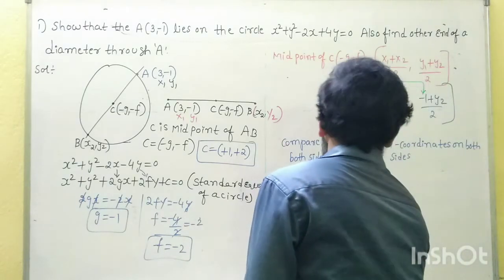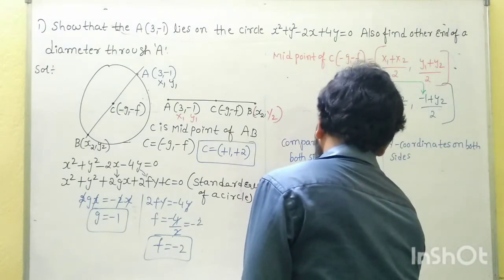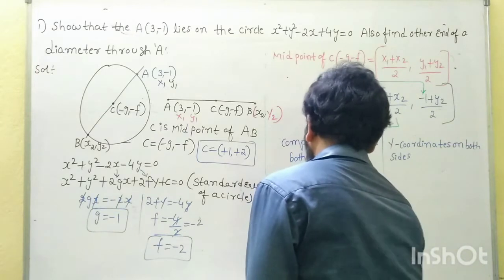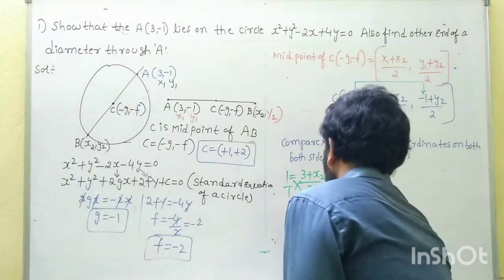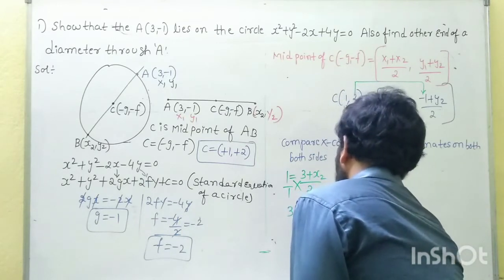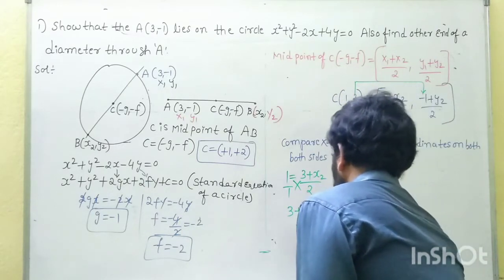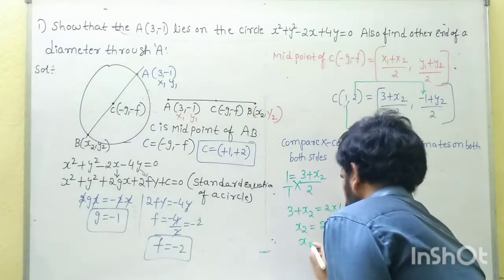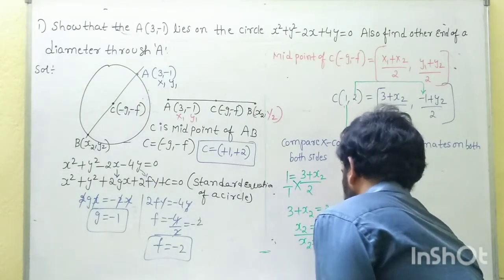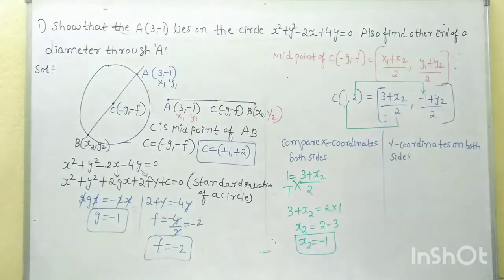1 equals (3 + x2)/2. Let's do cross multiplication for this. It will be 3 + x2 = 2 × 1. Then x2 = 2 - 3. Then x2 = -1. This is the x2 value.